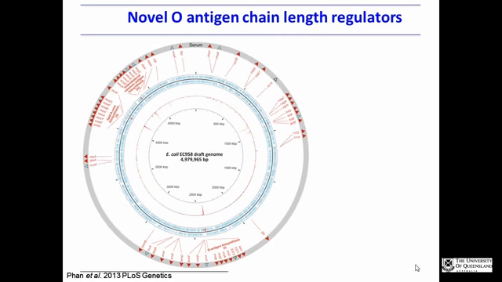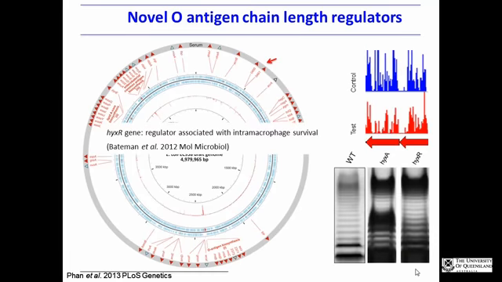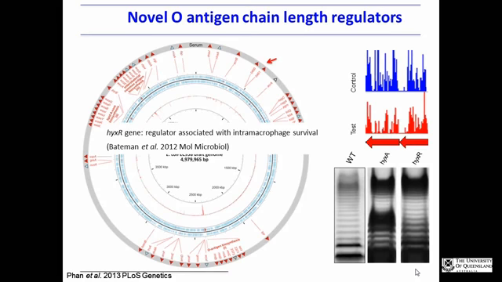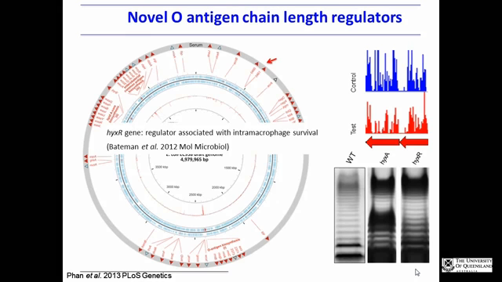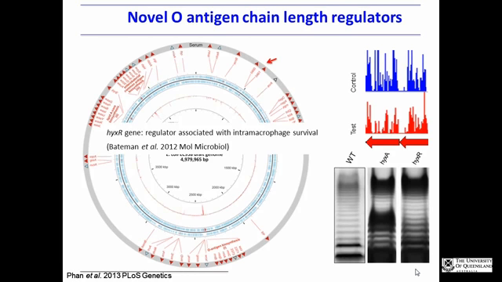We also identified several novel O-antigen chain length regulators. I've pointed those out here, and this is what they look like when we looked at the actual data. Both of these genes actually cause a change in the distribution of the LPS or O-antigen profiling of the mutants with respect to the wild type. And in actual fact, one of these genes is a regulator that's been associated with intramacrophage survival, so we believe the two phenotypes make a lot of sense.